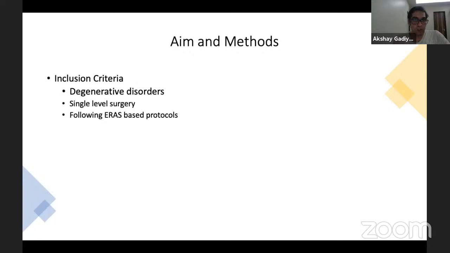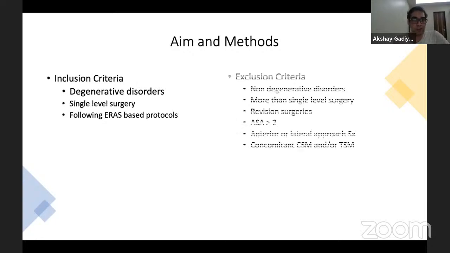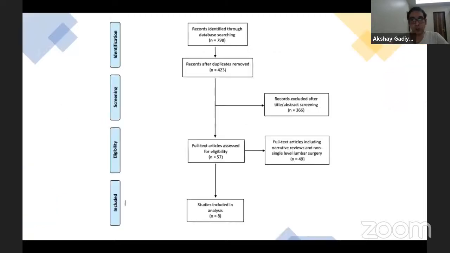Inclusion criteria were patients with degenerative lumbar disorder undergoing single level surgery and following ERAS based protocols, while patients with non-degenerative disorders, more than single level surgery, revision surgery, as well as more than ASA grade 2 were excluded. Those with approaches other than posterior and also patients with concomitant CSM or TSM were excluded from this study.